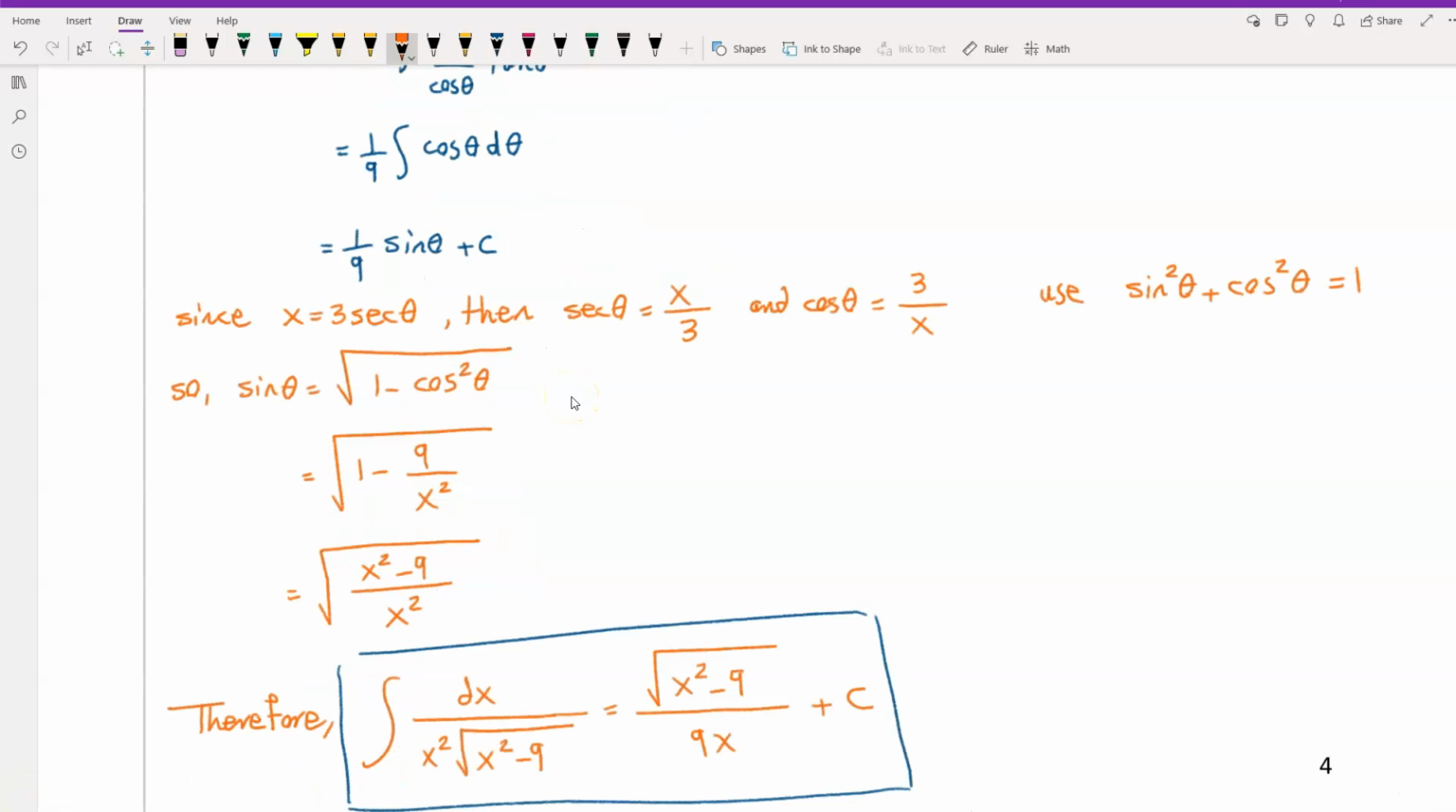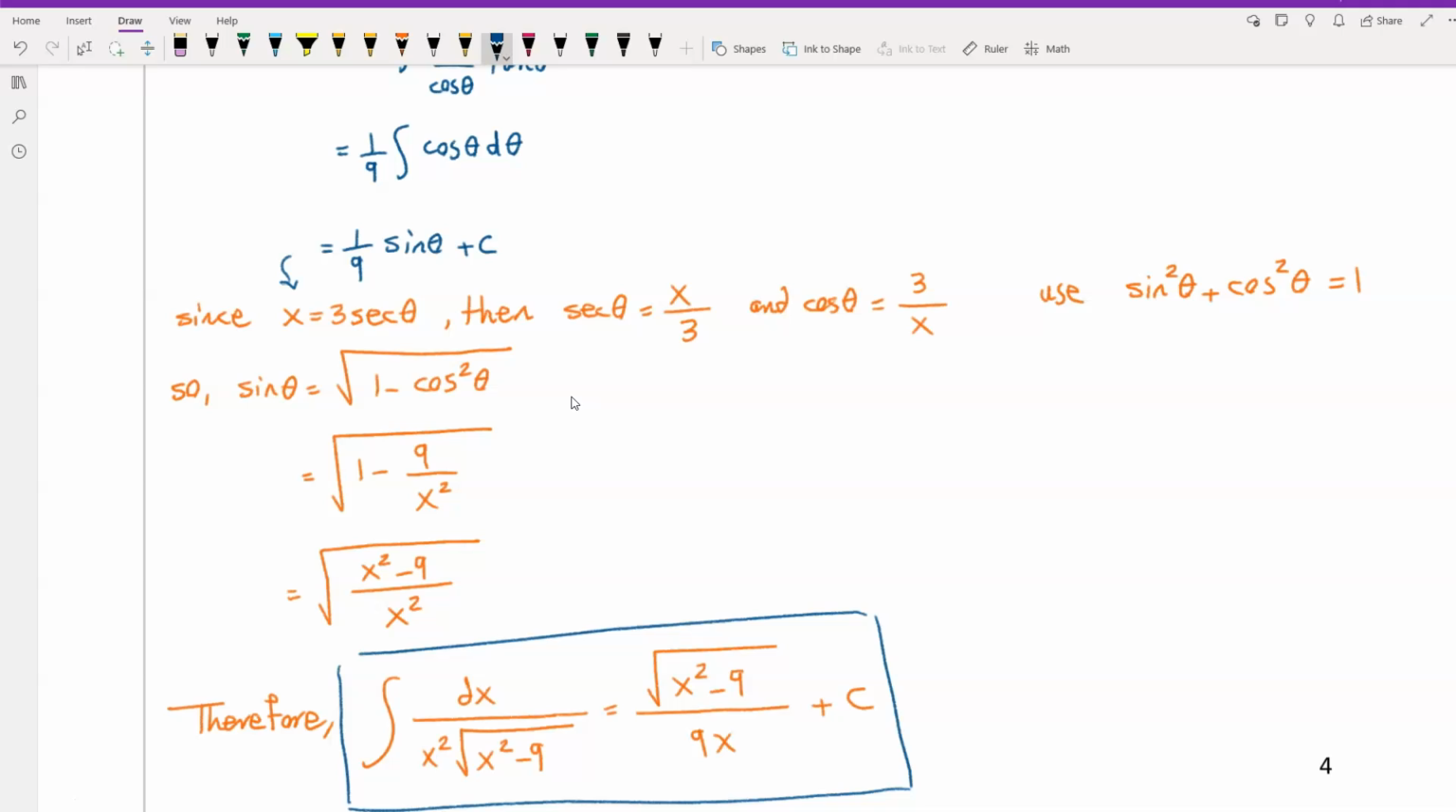So what we had for x was equal to 3 times secant theta. Then based on that, secant theta is equal to x over 3, and cosine theta is equal to 3 over x, because secant is 1 over cosine. So secant is 1 over cosine, that means cosine is 3 over x.